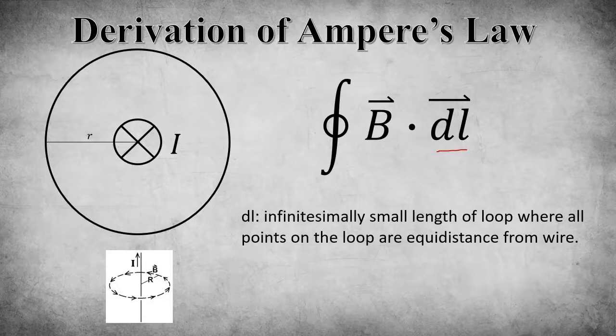Now, this is in contrast to the Biot-Savart law. In the Biot-Savart law, the dLs were small pieces of the current carrying wire. These dLs here are not part of the wire. They're part of just this loop going around the wire. And again, this loop around the wire is not really anything. It's just a loop. We're going to use properties of this loop in order to derive Ampere's law. So we'll go to the derivation, and I'm going to go ahead and do that on the iPad.